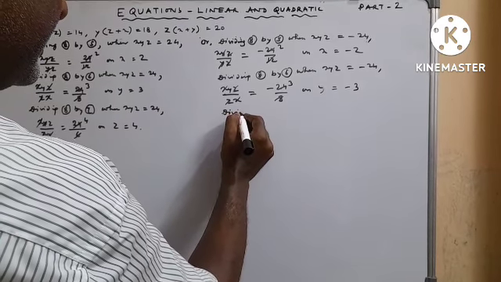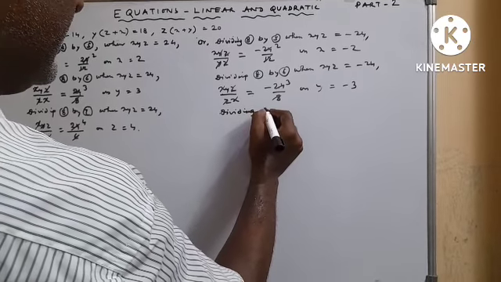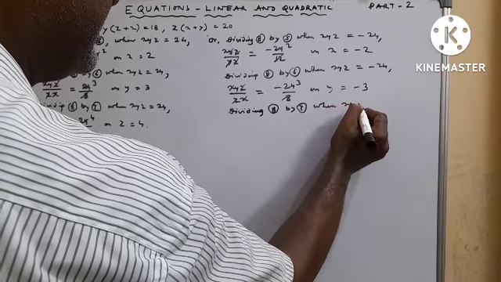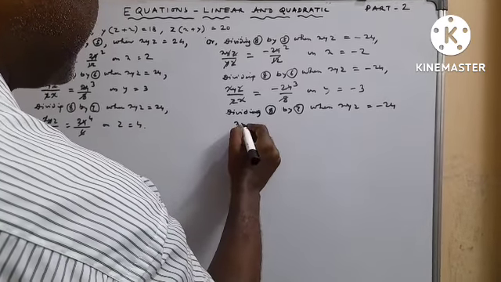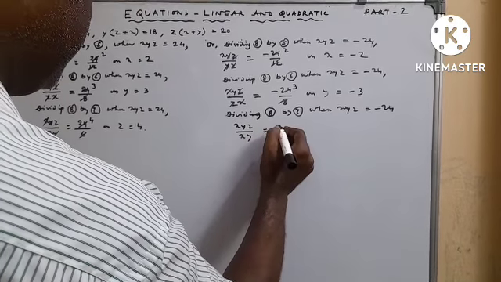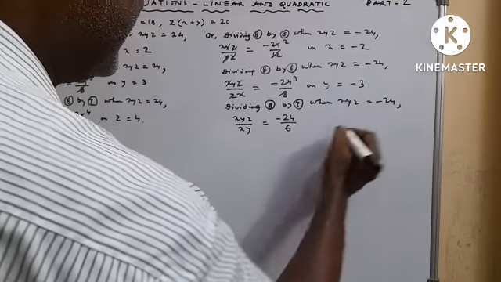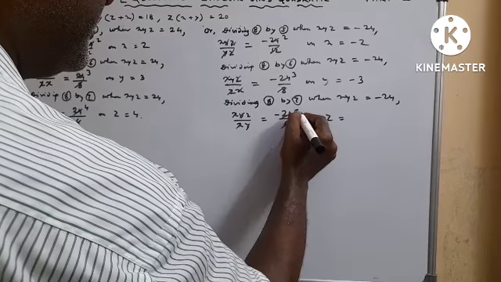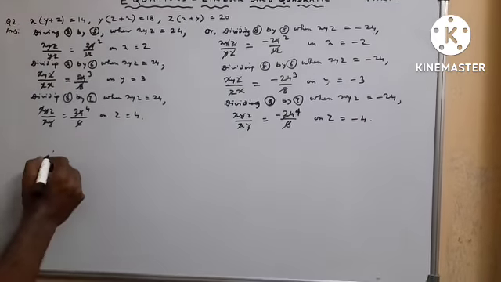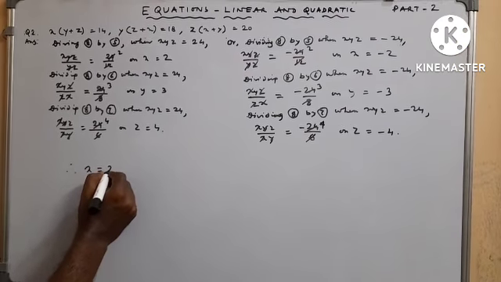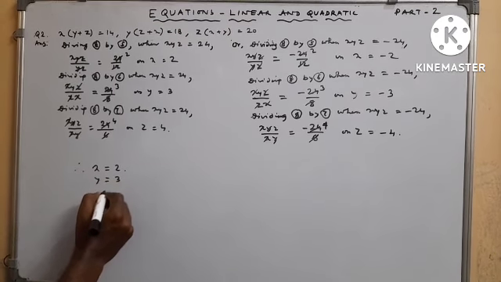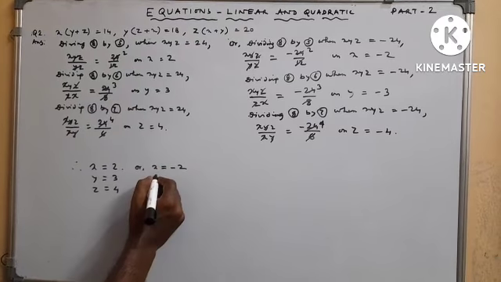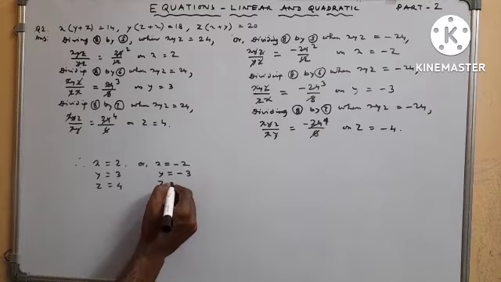Dividing 8 by 7 when xyz equals minus 24: xyz divided by xy equals minus 24 divided by 6. X, x cancel, y, y cancel, or z equals minus 4. Therefore, x equals 2, y equals 3, z equals 4, or x equals minus 2, y equals minus 3, z equals minus 4.